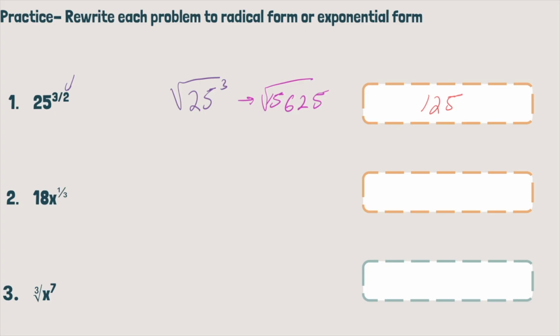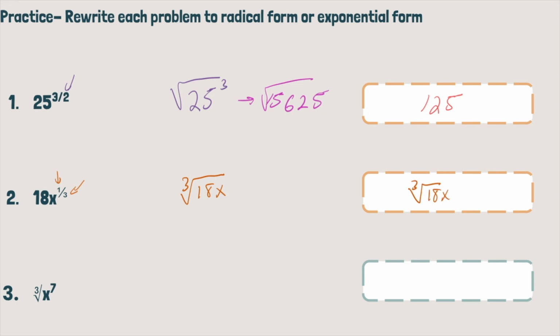Speaking of those ones with variables, the next thing we've got is 18x to the 1/3 power. Again, we're going to convert this. We've got our denominator here, and that's going to become our index. So we've got the cube root of 18x. And then to the 1st power here, we don't have to write that, so we're just going to leave it as is. So we've got the cube root of 18x as our most simplified.